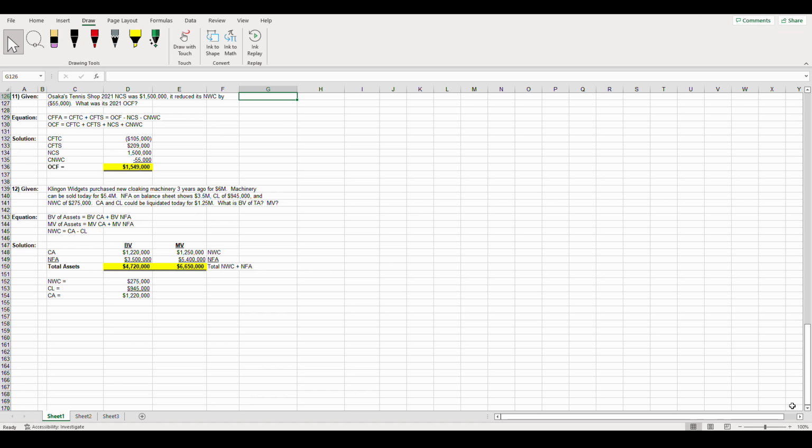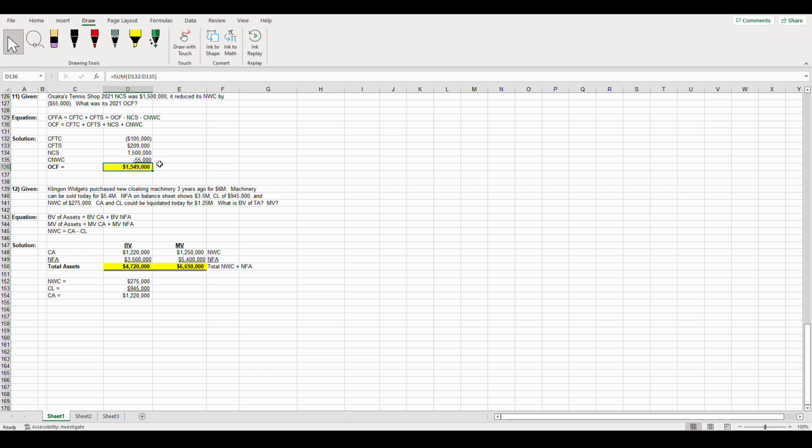OCF then is equal to cash flow to creditors plus cash flow to stockholders plus net capital spending plus change in net working capital, by moving those last two items over to the other side of the equation with a change in sign. So cash flow to creditors from a prior problem was negative $105,000. Cash flow to stockholders from a prior problem was $209,000. Net capital spending was given at $1.5 million. And the change in net working capital went down, so I need to put a minus sign in there of $55,000.